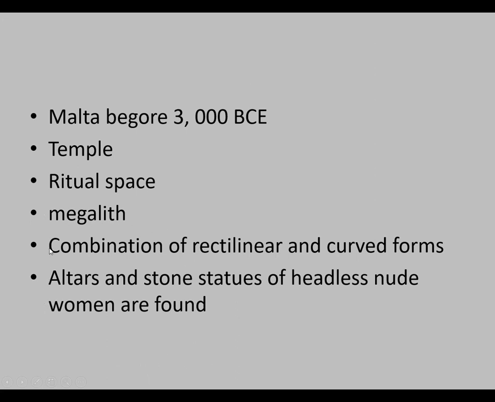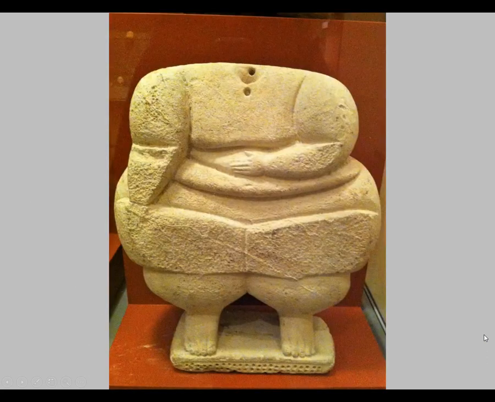And as your book points out, it is a combination of rectilinear, like lines, if you see linear, and curved forms. It has altars and stone statues of headless, nude women, like so. I don't know why your book doesn't show some of these because they're pretty spectacular. It looks as if they would have had heads or they stuck something there. No heads were found, but it looks like they might have had something to put in there. I don't know. They have these carved holes in them.